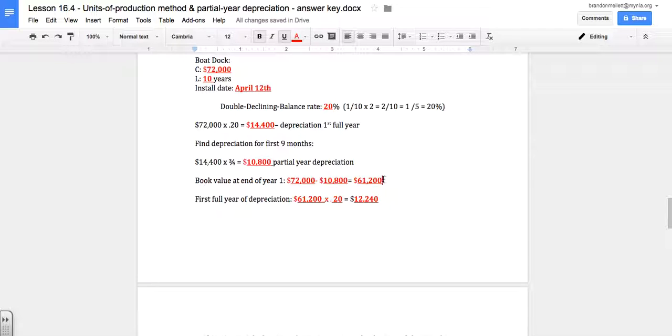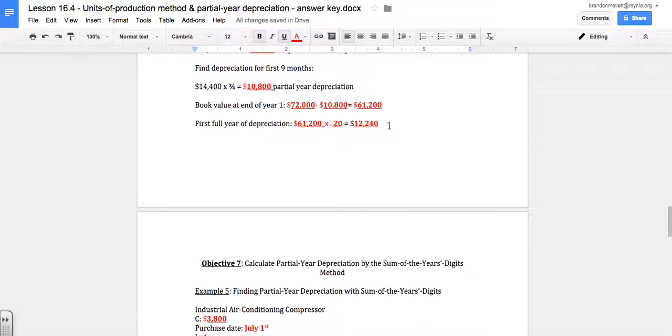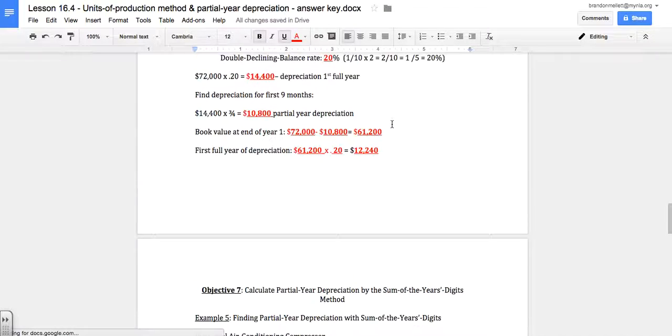So we take the book value at the end of the first partial year, which would be the $61,200. We multiply this by our 20% rate, and we find out that it would depreciate $12,240 at the end of that first full year of depreciation.